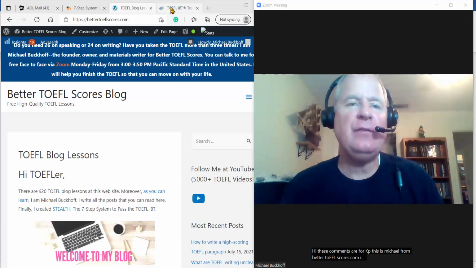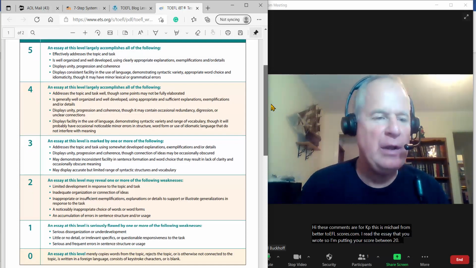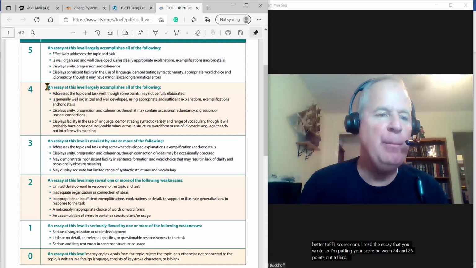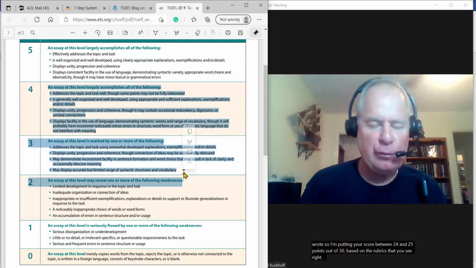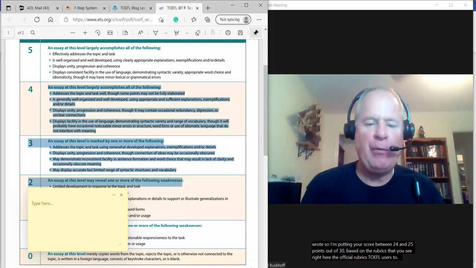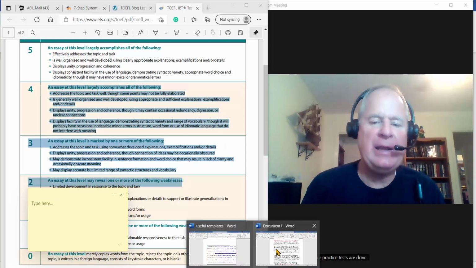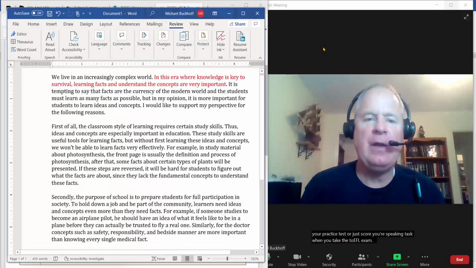I read the essay that you wrote, so I'm putting your score between 24 and 25 points out of 30, based on the rubrics that you see right here, the official rubrics TOEFL uses to score your practice test or to score your writing task when you take the TOEFL exam. Okay, here's what you wrote here.